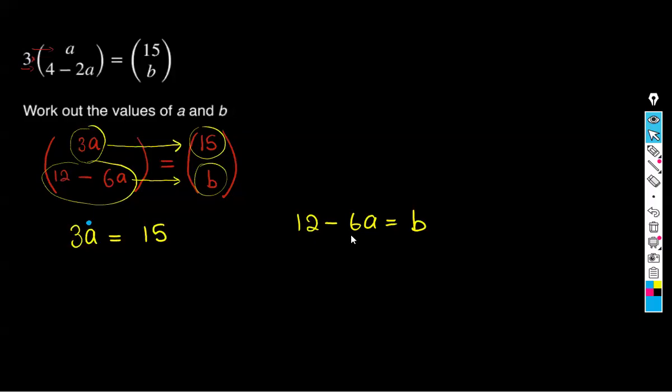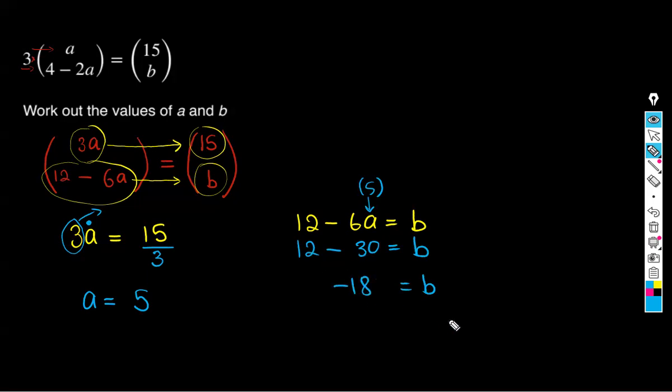All right. So we're solving for A here. We throw across the 3, which is our multiplier, and you're going to get a divide. So 15 divided by 3 is 5. So A is 5. We have to replace A with 5 here. 6 by 5 is 30. 12 minus 30 is minus 18, not 2. So the two answers are 5 and minus 18. Look how easy that was.